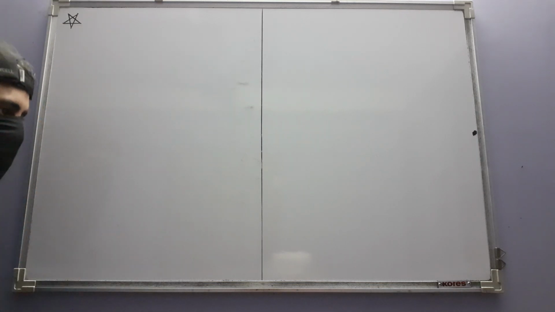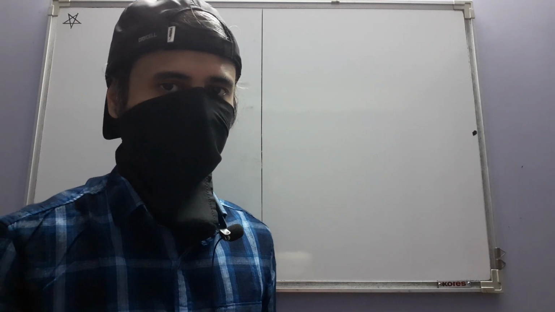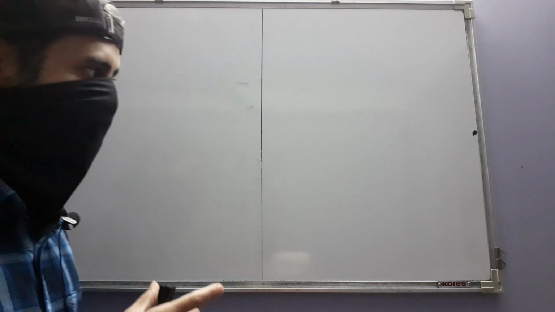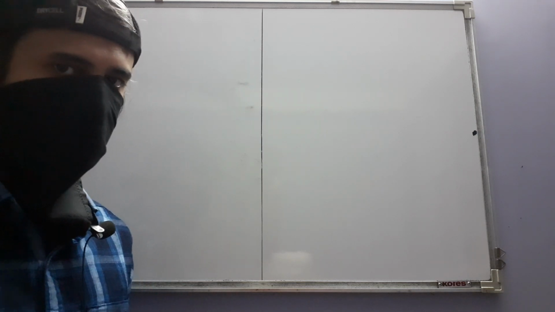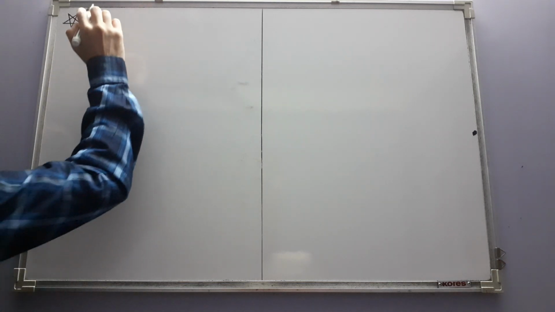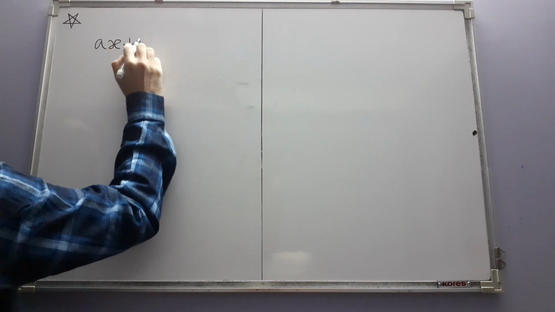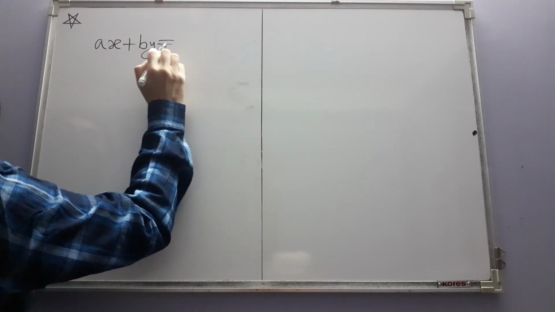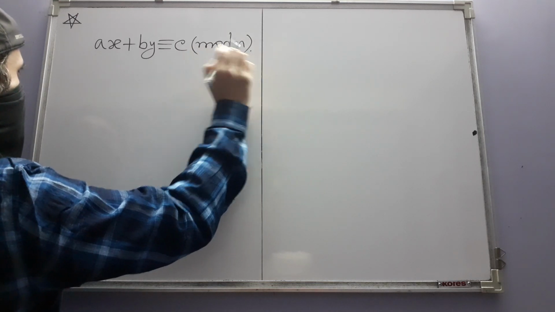Okay, so after the Chinese remainder theorem, which helps us solve a system of linear congruences in one variable, the next natural step to take is to consider a single congruence with two variables. Linear congruence again, but with two variables this time. That is a congruence of this form: ax plus by congruent to c modulo n.